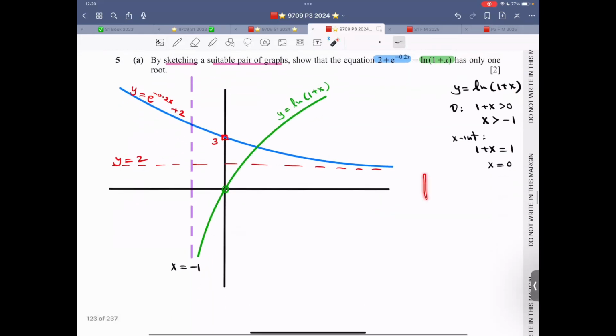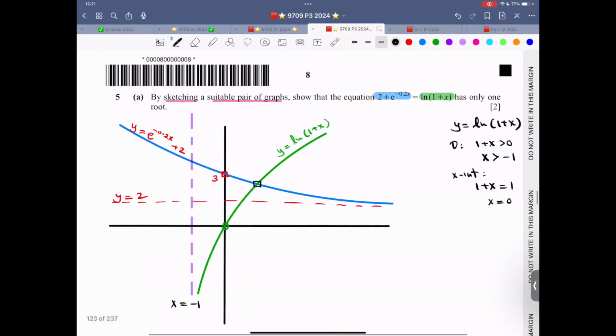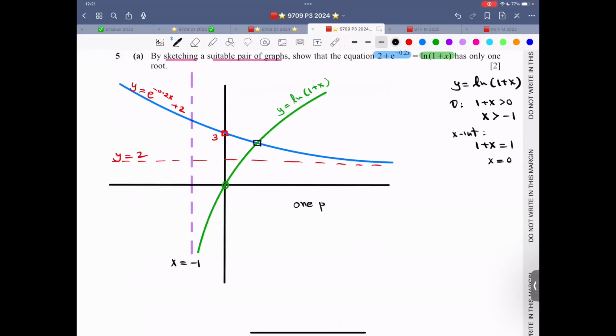Some people can also do it by transformation. This is y is equals to ln x. When it's x plus 1, it is shifted 1 unit to the left. So instead of 1, the x-intercept is now 0. And instead of the vertical asymptote at x is equals to 0, this becomes x is equals to negative 1. That is another approach. At how many points are they intersecting? They are intersecting at 1 point. So therefore, there is one solution of this equation. So 1 point of intersection means one solution or one root of that particular equation.